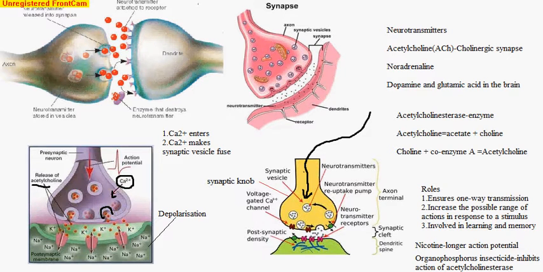Then there are others as well. For example, there is a list over here: we have noradrenaline, dopamine, and glutamic acid, which is in the brain. So you might be asked to explain about a cholinergic synapse, and if you are asked about a cholinergic synapse, then you should strictly adhere to acetylcholine. You shouldn't write just neurotransmitter, rather you should write acetylcholine. Okay, so let's consider the acetylcholine case, because this is the thing labeled here.